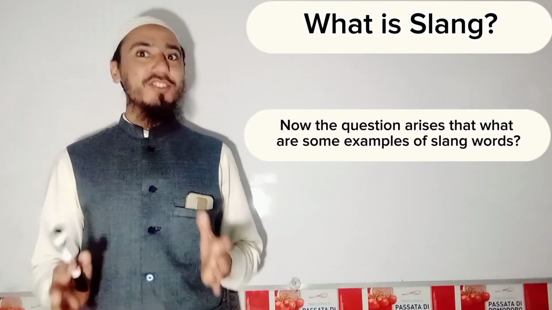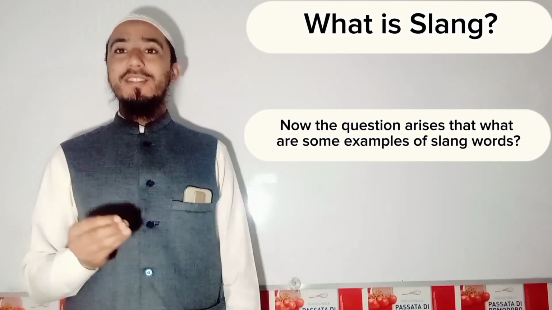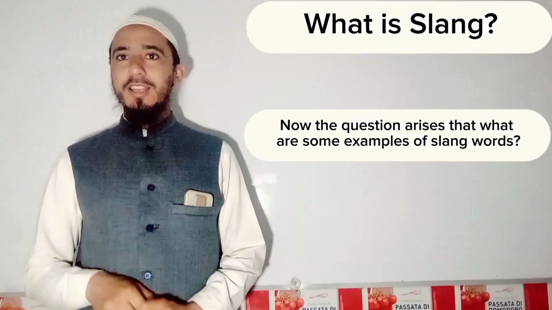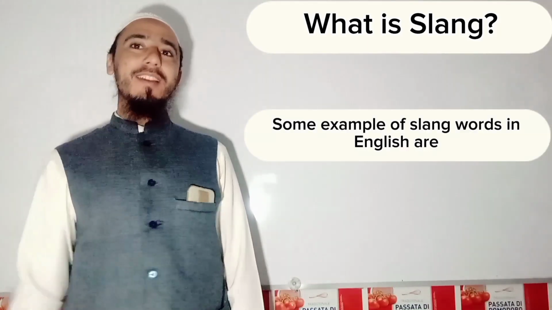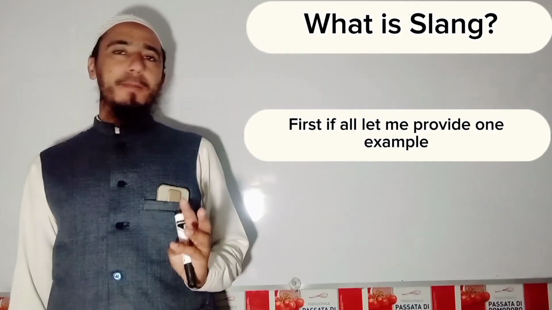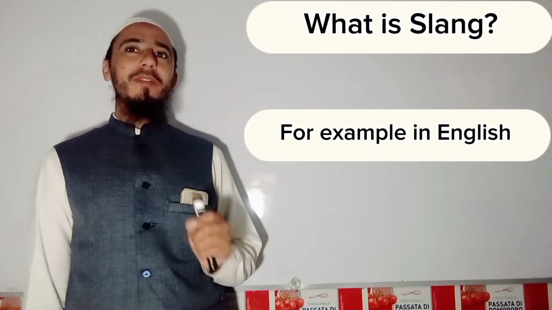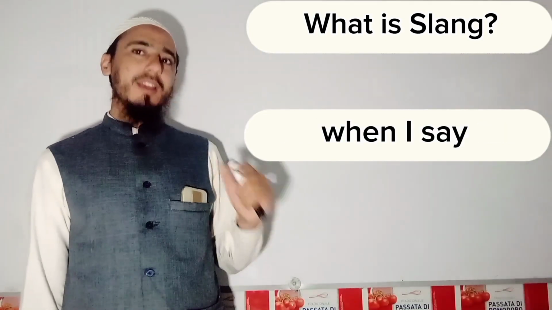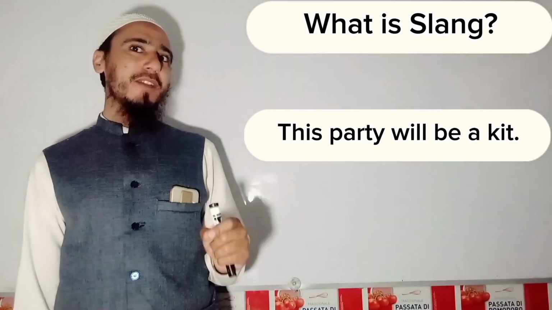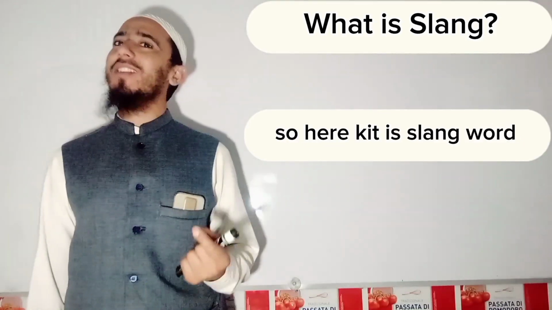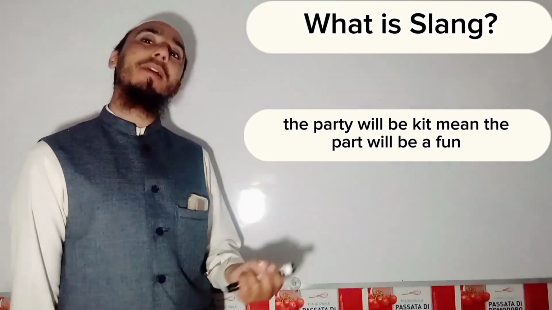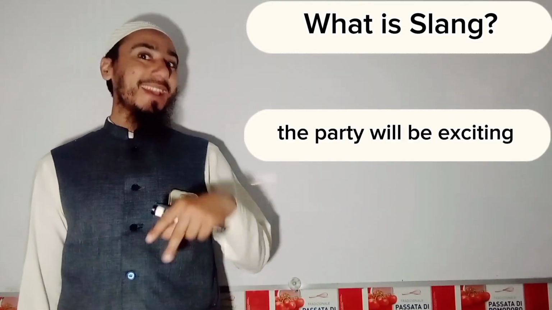Now, the question arises: what are some examples of slang words? Some examples of slang words in English are, first of all, let me provide one example. For example, in English, when I say the party will be a kid, this party will be a kid, here kid is a slang word. It is an informal word. The party will be a kid means the party will be fun. The party will be exciting.